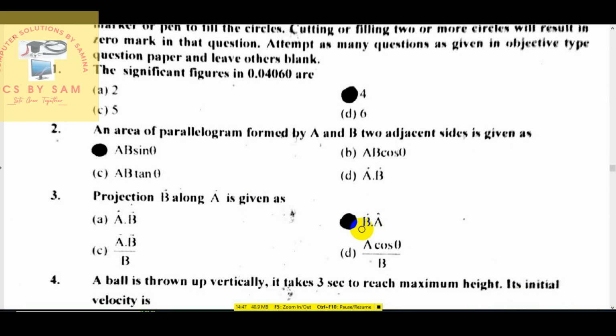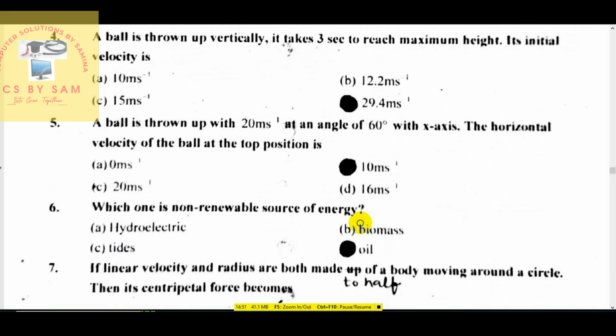Projection of B along A is given as B dot A. A ball is thrown up vertically, it takes 3 seconds to reach maximum height. Its initial velocity is 29.4 meter per second. A ball is thrown with 20 meter per second at an angle of 60 with the x-axis. The horizontal velocity of the ball at the top position is 10 meter per second.